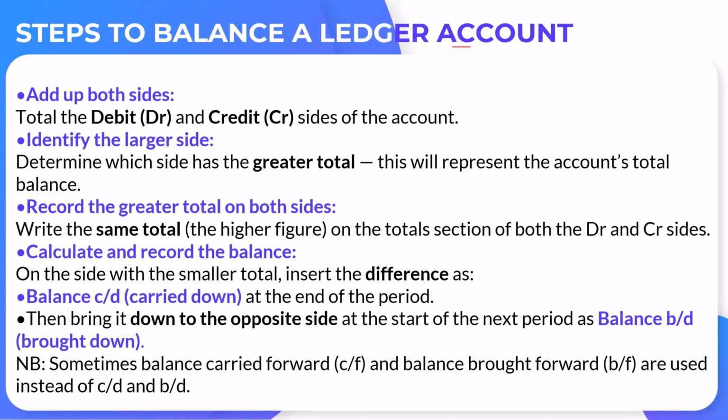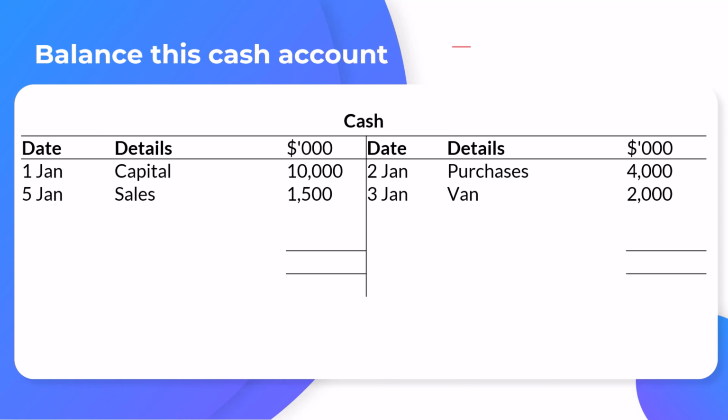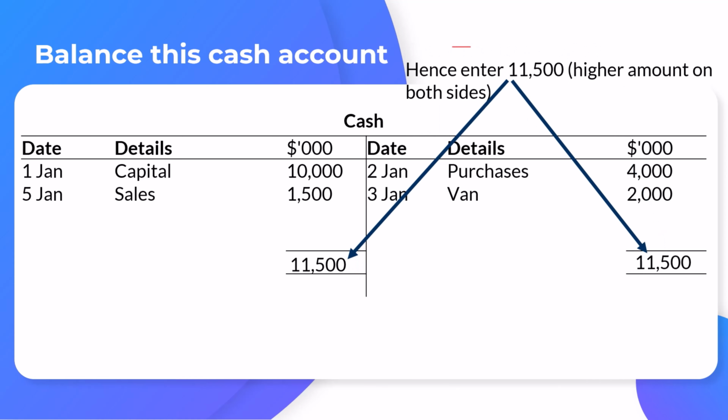For us to understand how this is done, let's look at an account. This is a cash account we prepared in the double entry bookkeeping video, but we didn't balance it. So the way you balance it is that, number 1, you add the debit side and identify the total. You add the credit side to identify the total, compare the debit and credit, and pick the higher amount. So the higher amount was the debit side, so we're going to put that on both sides of the cash book.